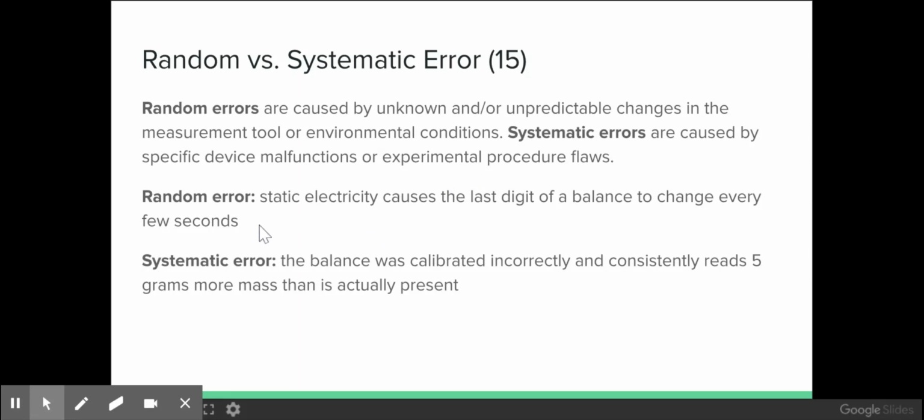A random error can be something like we measure something on a balance and that balance is affected by static electricity and it causes the last number to move back and forth a few times. Systematic error is something that we can actually fix. The balance was calibrated incorrectly and inconsistently reads 5 grams more than the mass that is actually present. That's something that we can fix and that's something that we can control.